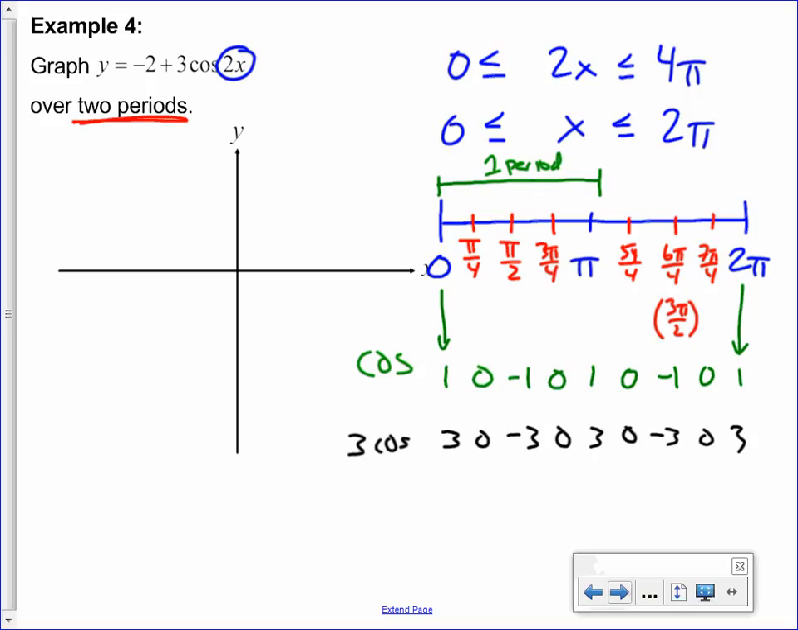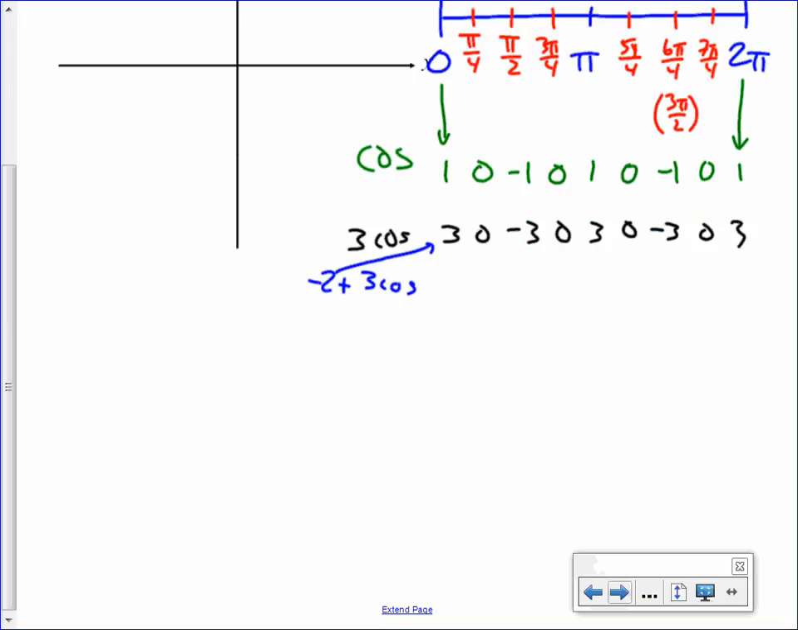That's easy. Here's the shift. This is the best part. -2 plus 3 cosine means you add -2 to all of that. So 3 plus -2 is 1. 0 plus -2 is -2. -3 plus -2 is -5. So -2, 1, -2, -5, -2, and then 1.